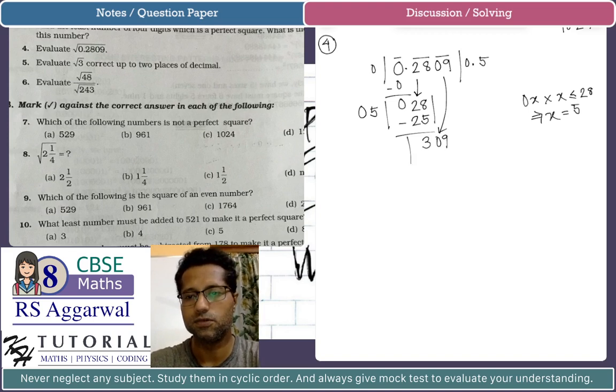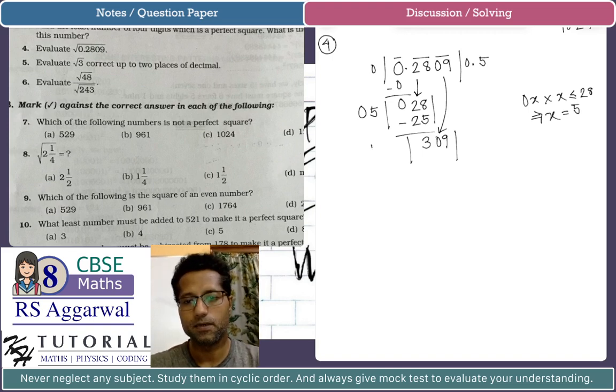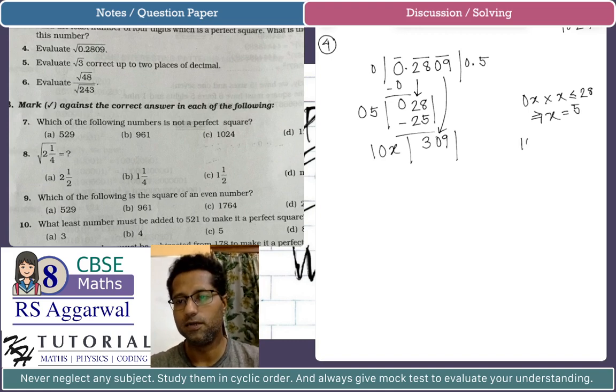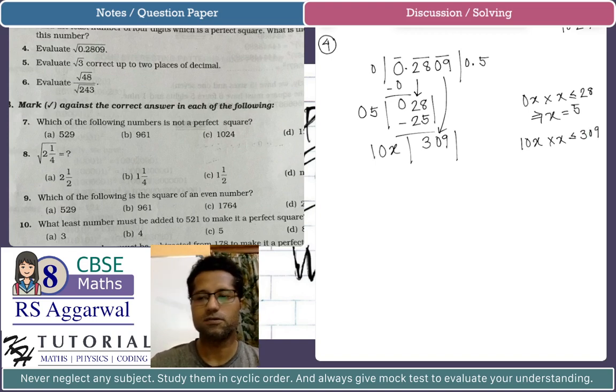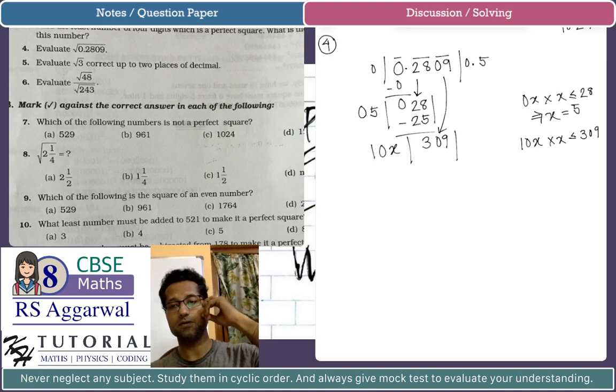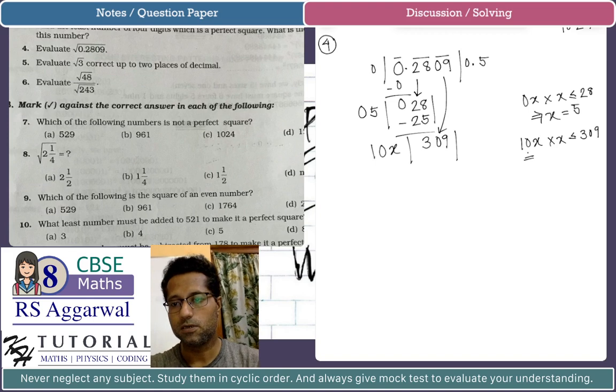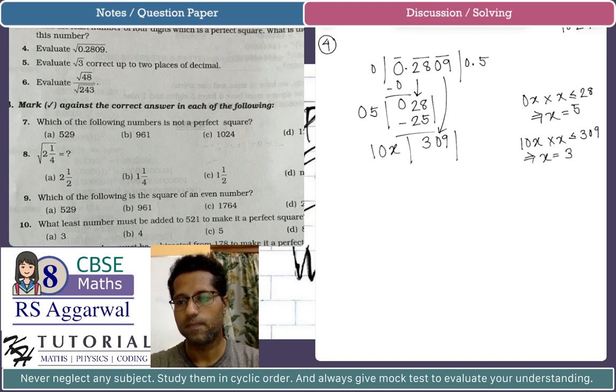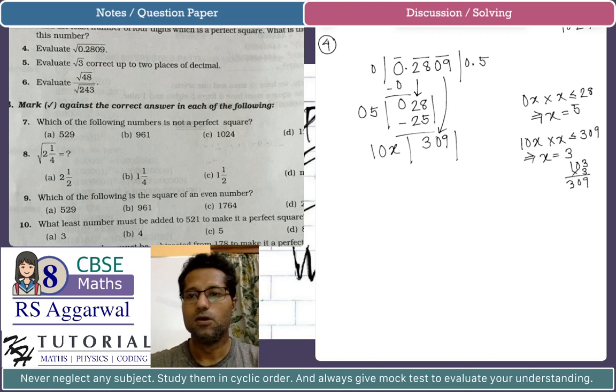So the next dividend becomes 309, and the next partial divisor will be the current quotient ignoring the decimal point multiplied by 2. So 5 multiplied by 2 is 10. Now again I have to find the digit x such that the 3-digit number 10x multiplied by x is less than or equal to 309, and x should be the maximum digit. So x is equal to 3, because 103 multiplied by 3 is 309.